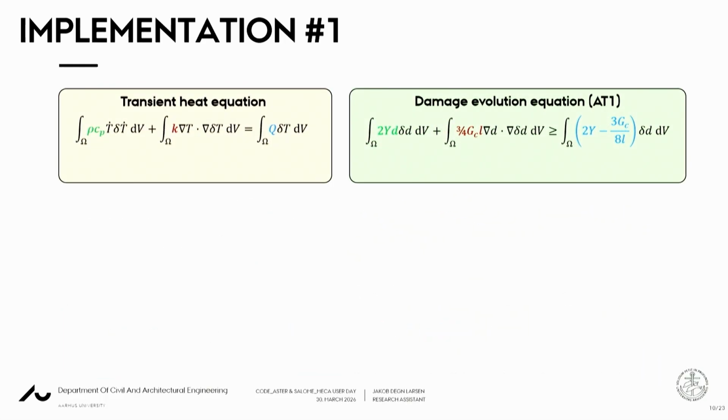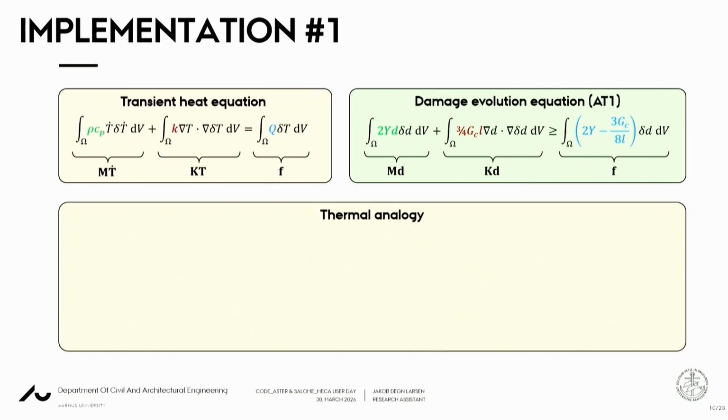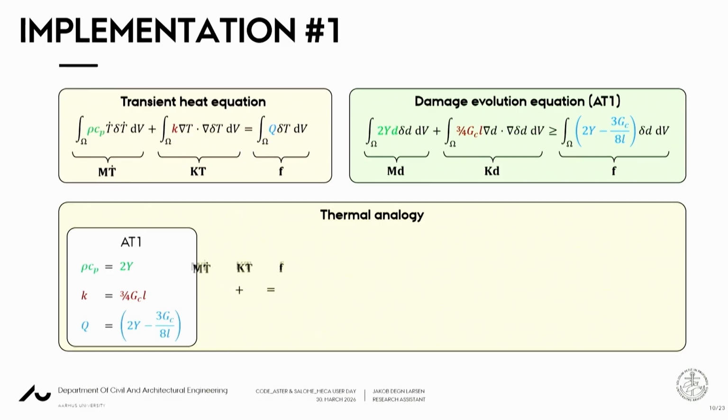On the left we have the transient heat equation, and on the right we have the damage evolution equation, specifically for the AT1 model. This is in continuous form. We can also see it in the spatially discrete form. We have similar structures between the equations, except that we have the time dependence in the transient heat equation. But in any case, we can obtain the analogy if we set the thermal parameters equal to the corresponding parts of the evolution equation, and then we can consider the spatially discrete heat equation.